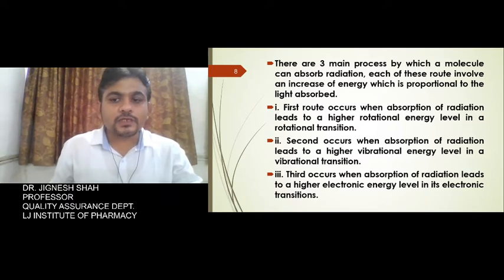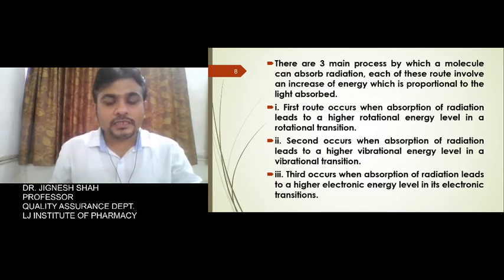The second main process which occurs when absorption of radiation takes place is that it leads to a higher vibrational energy level in a vibrational transition. So in both the first and the second process, a higher rotational energy level and a higher vibrational energy level is attained by the molecule on absorption of the radiation. Now the third process is when absorption of the radiation takes place, an even higher electronic energy level is achieved by the molecule. So these are the three main processes which always take place whenever the molecule absorbs the radiation, and these are the three different ways by which higher energy levels are attained by a particular molecule.